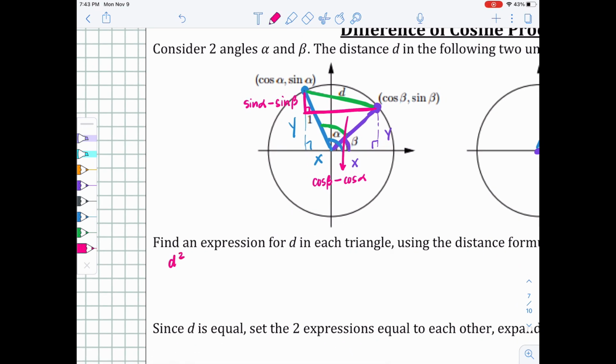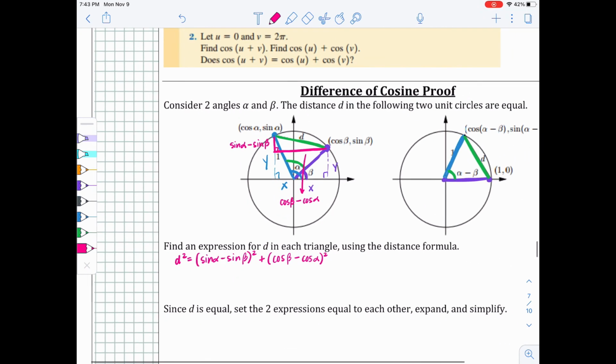So now that I have that situation, I can come up with an expression for the length d of that right triangle by using the Pythagorean theorem. So we have d squared is equal to sine of alpha minus sine of beta, squared, plus cosine of beta minus cosine of alpha, squared.